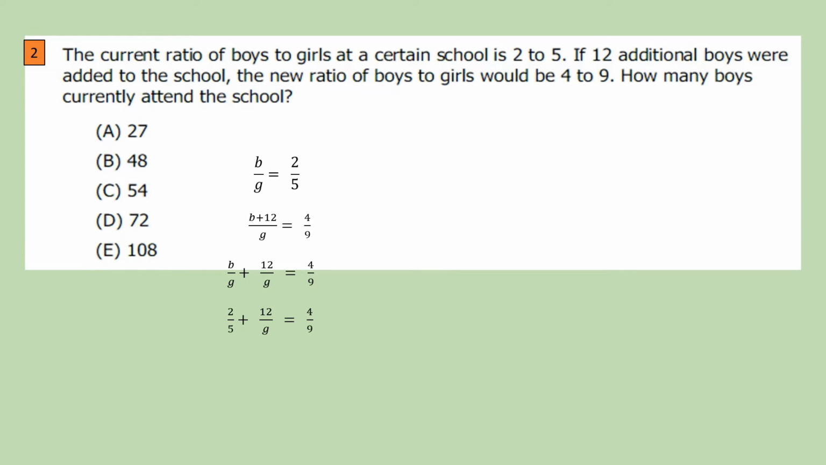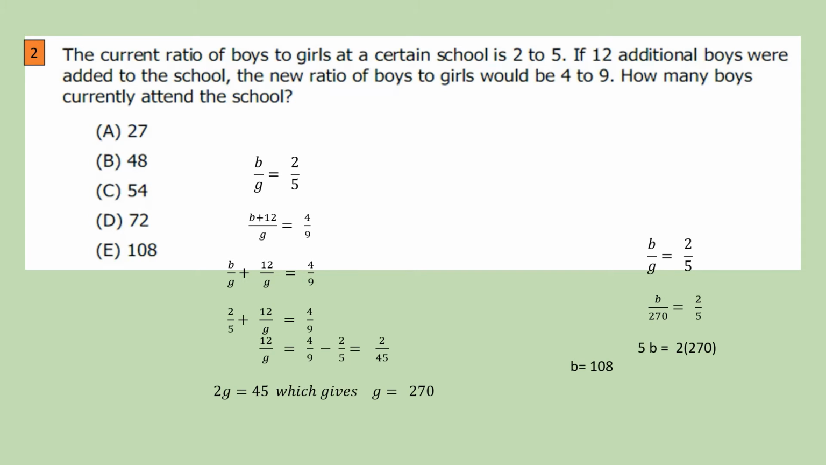To solve for 12 by G, since I already have the value of B by G as 2/5, plugging in that value, 12 by G is 2 on 45, so I get the value of G as 270. But the question here is, how many boys currently attend the school? B by G is 2 by 5. Since G is 270, I can solve for B and I get B as 108. So my answer to this question is E.